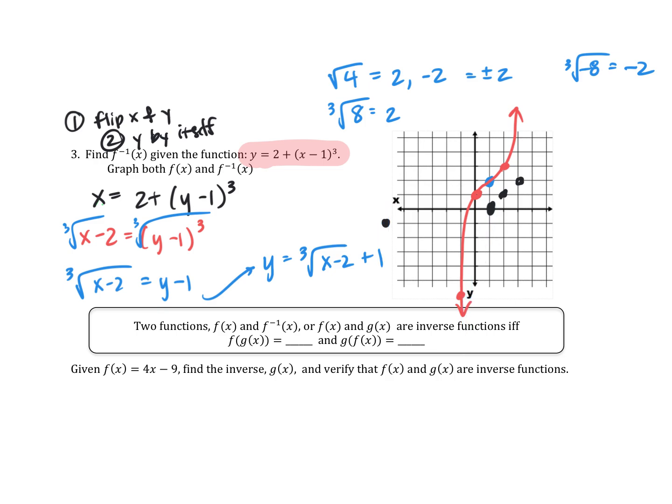Then I'm going to connect them. And it goes a little something like this. Woo! And that's a cube root graph. So that makes sense. And it looks like it's reflected over that diagonal line y equals x.